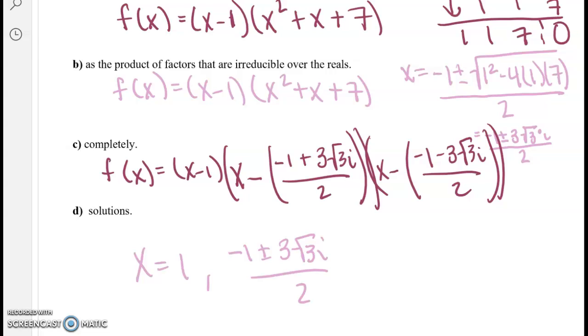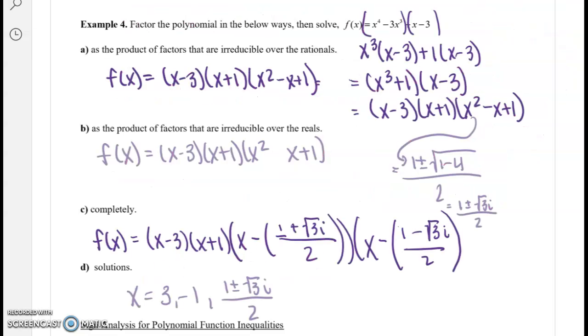All right, I want you to try the next one. I'm just going to have the answers, so you try the next one, I'll talk about it, and then we'll move forward. So we have our complete factorization here. I factored by grouping. I got x cubed plus 1 times x minus 3. Now x cubed plus 1, we factor here. If you need a refresher on that, I'm sure there's a million videos out there. And this doesn't factor, so I had to use the quadratic formula to find my two solutions. So over the rationals, I've got this. Over the reals, it's the same exact thing. And then completely, I can include those imaginary solutions. And then there are my zeros.